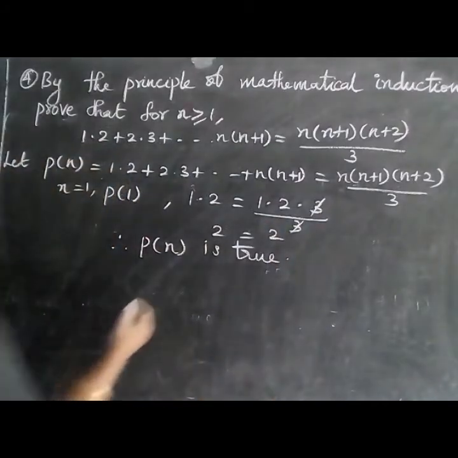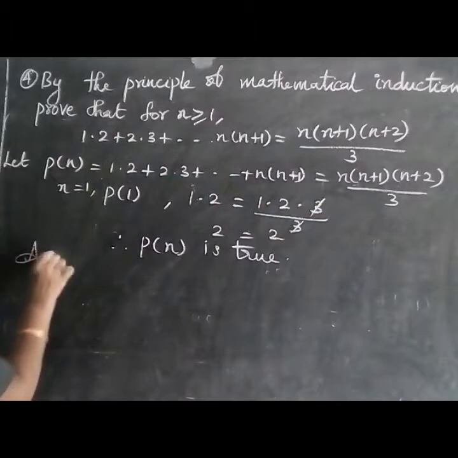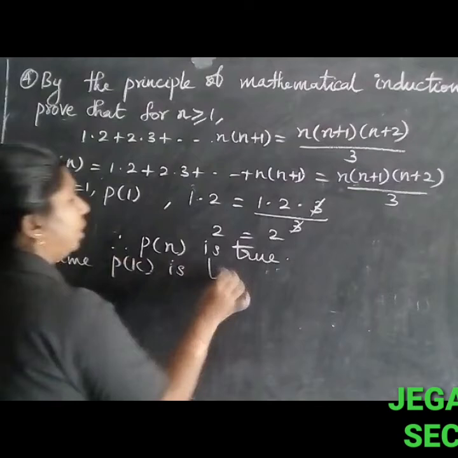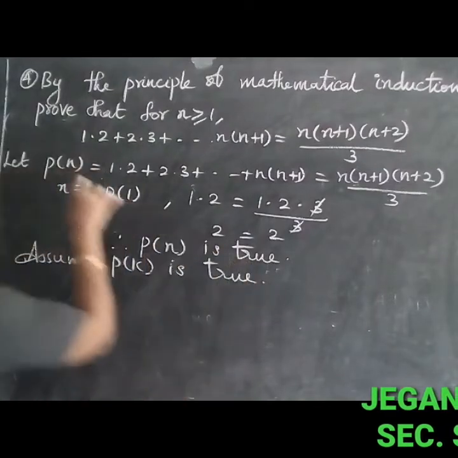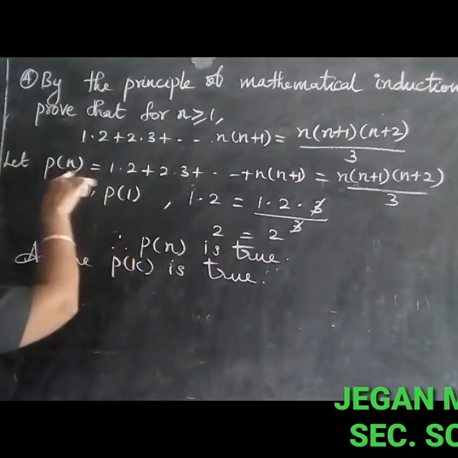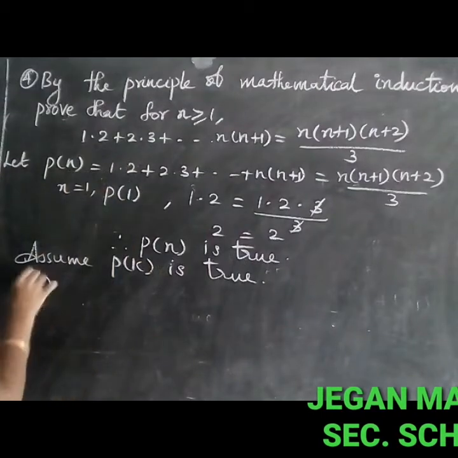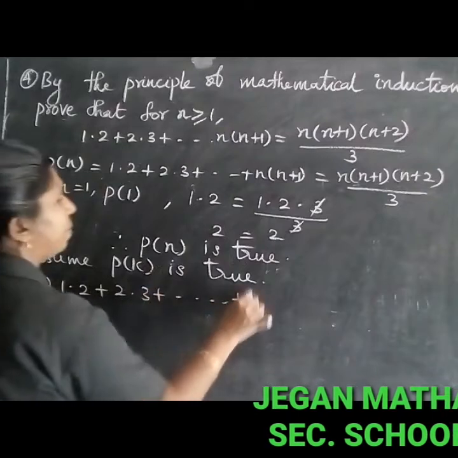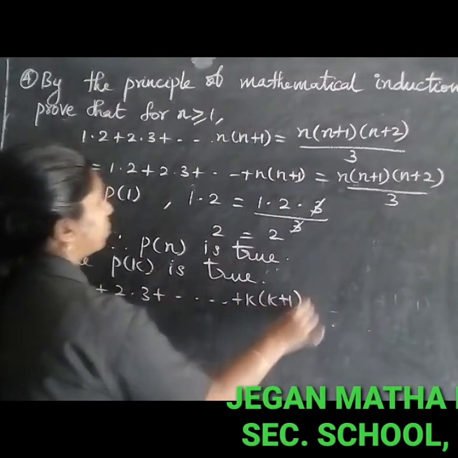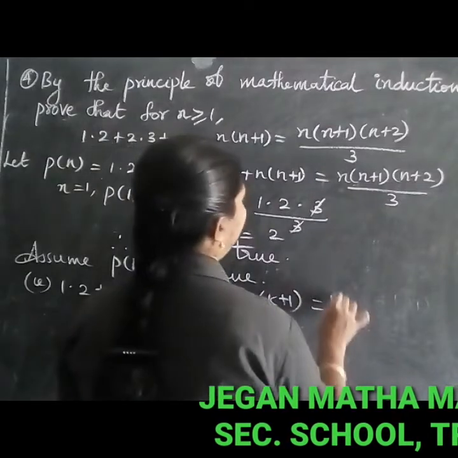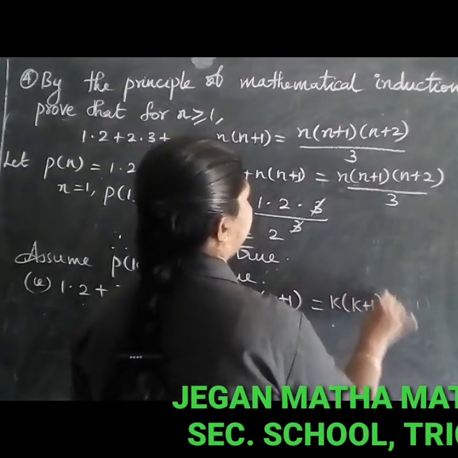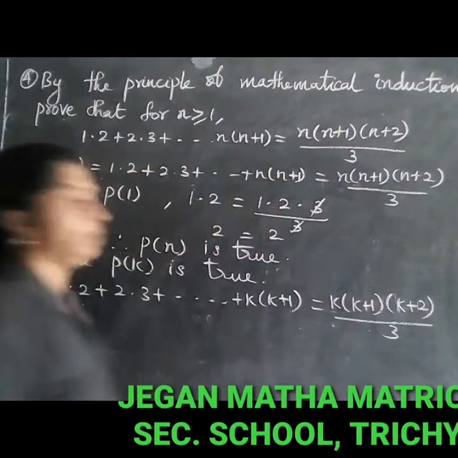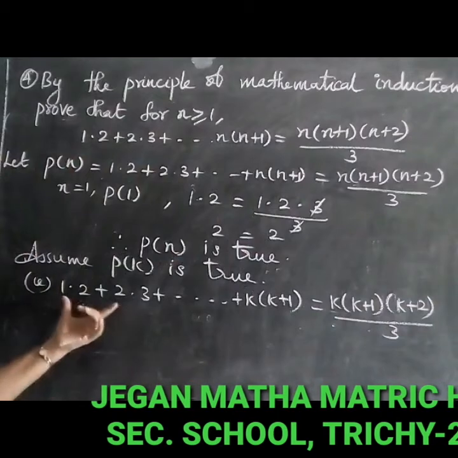Second step, we have to assume P of k is true. P of k is true means in the statement n must be replaced with k. That is 1 into 2, 2 into 3 plus etc. plus k into k plus 1, which is equal to k into k plus 1, k plus 2 divided by 3. This is the statement for P of k.